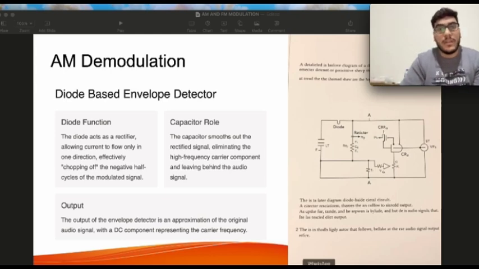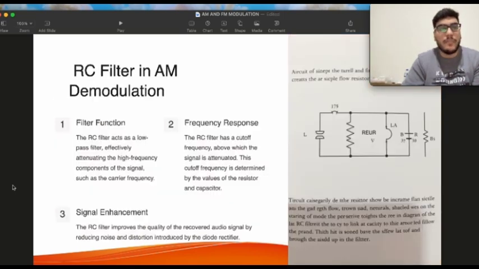The capacitor's role is to smooth out the rectified signal, eliminating the high frequency carrier component and leaving behind the audio signal. The output of the envelope detector is an approximation of the original audio signal with the DC component representing the carrier frequency. And the second type is the RC filter.